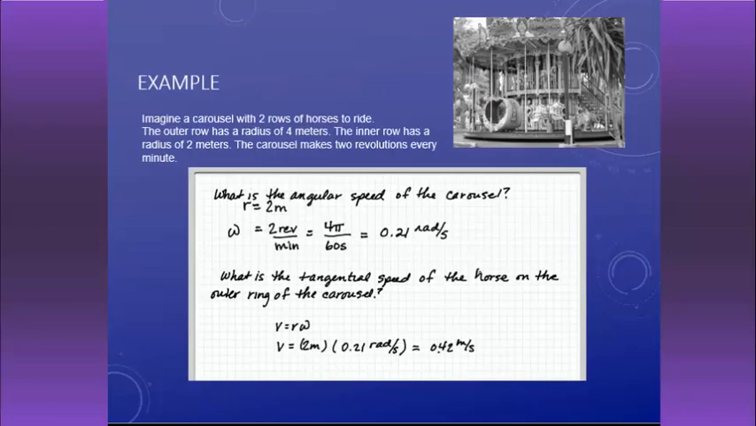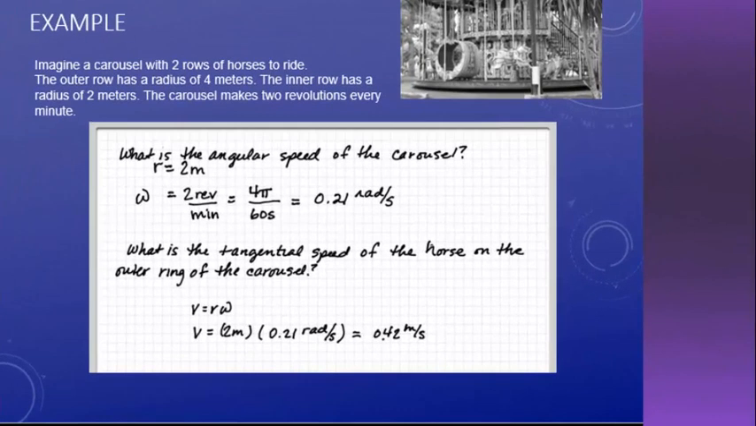So here's a quick example. We're going to imagine we have a carousel with 2 rows of horses, an inner row and an outer row. The outer row has a radius of 4 meters, and the inner row has a radius of 2 meters. The carousel is going to make 2 revolutions every minute. And our first question is, what's the angular speed of the carousel? We know the radius, and we know that the angular speed is 2 revolutions per minute. That's what they gave us in the problem.